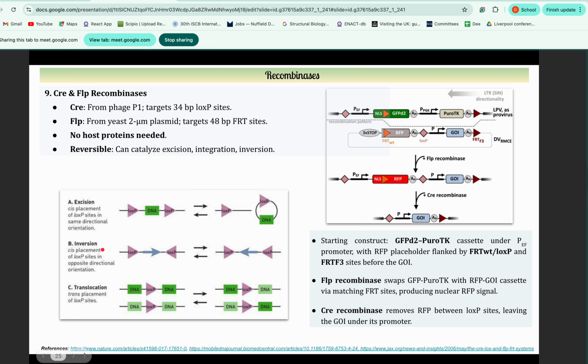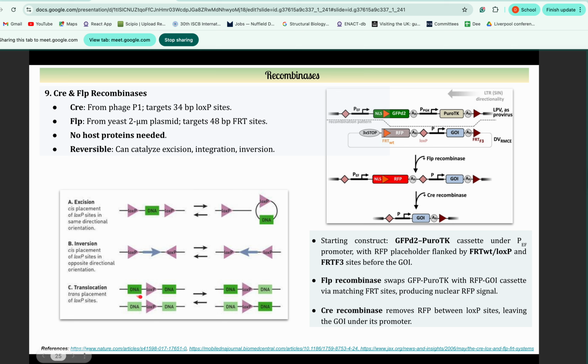It can also perform inversion if these LOXP sites are facing each other, head to head arranged, or you can say if they are in opposite orientation. For example, this is facing forward and this is facing backward. Whenever Cre recombinase comes, it will identify these sites and lead to the inversion of the segment which is present in the middle.